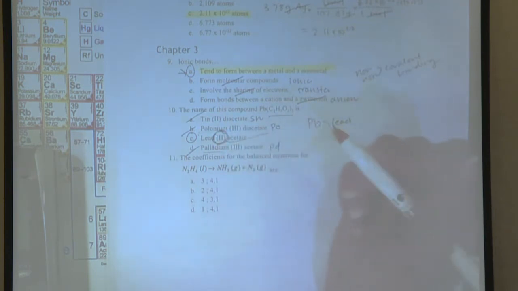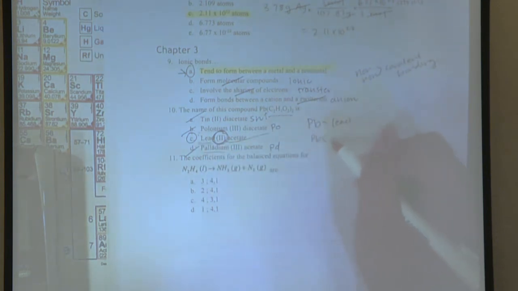Another quick note, this number here is not the number that would go there, right? This is actually the charge of the lead ion. So this is not Pb2C2H3O2. It's not what that is. It's the actual charge. Good.